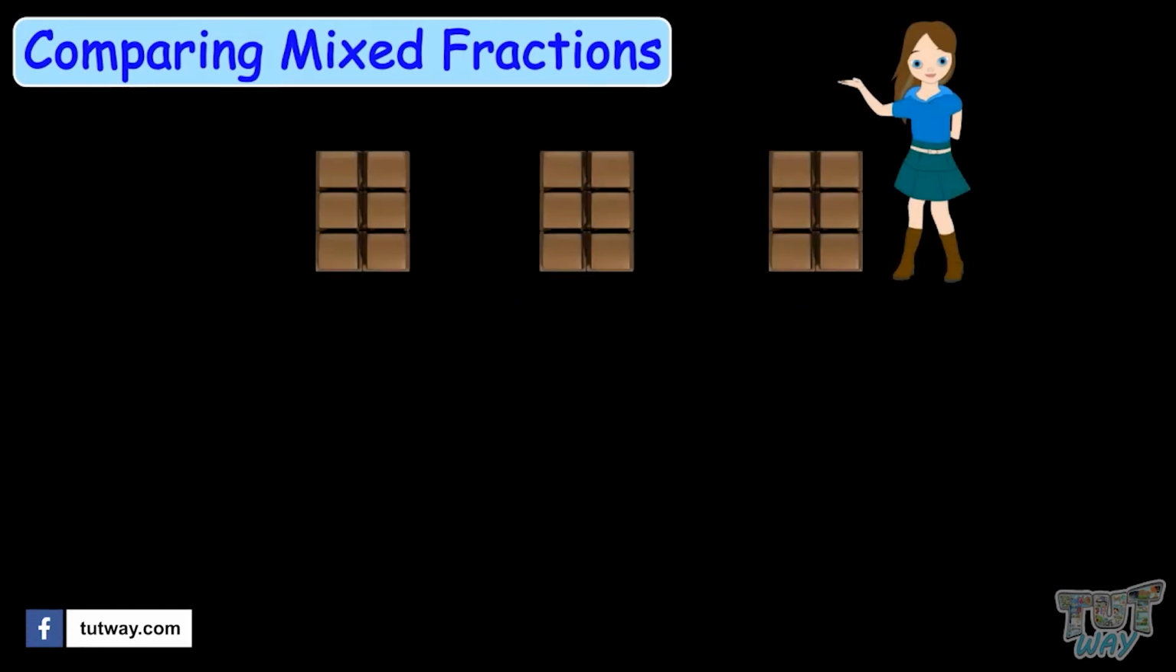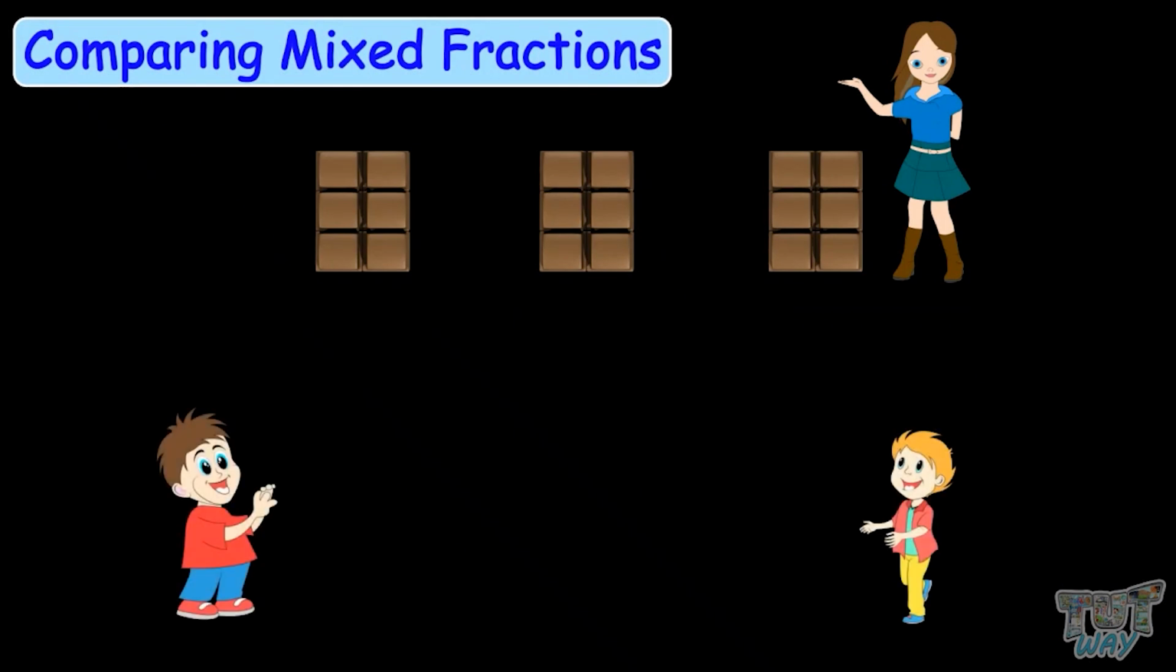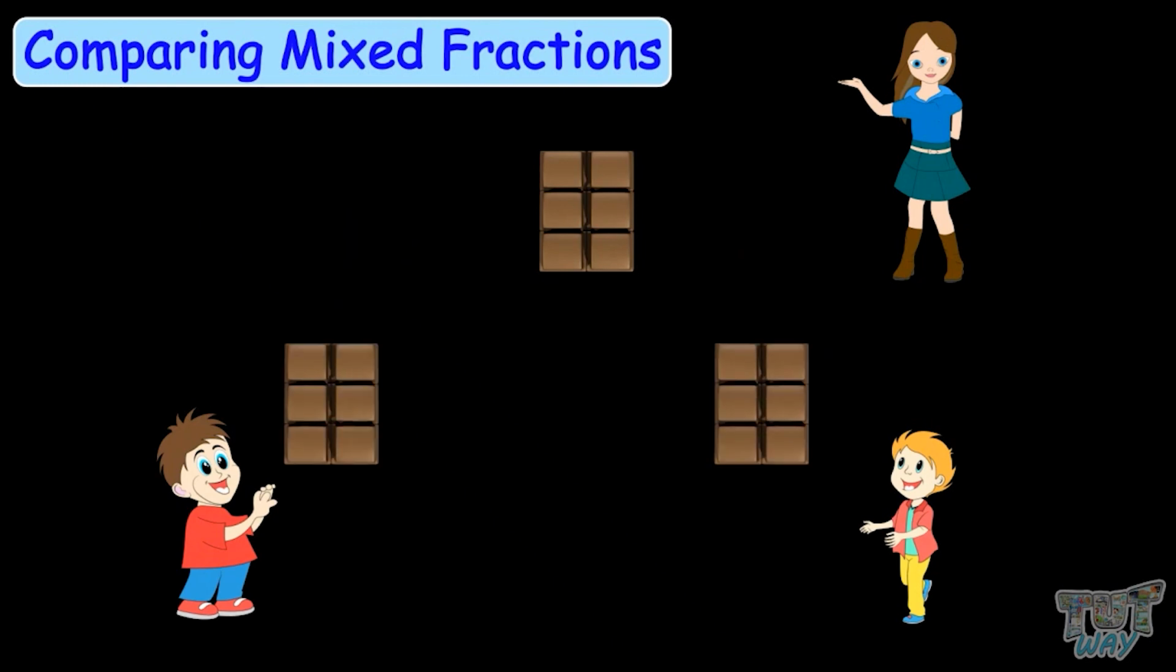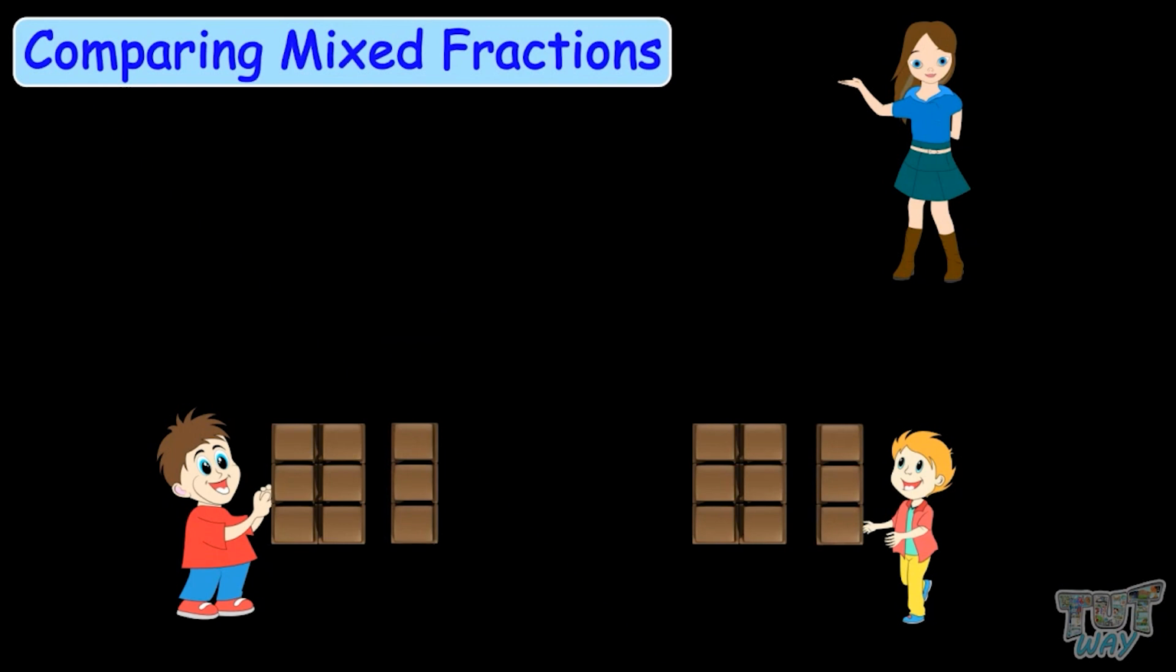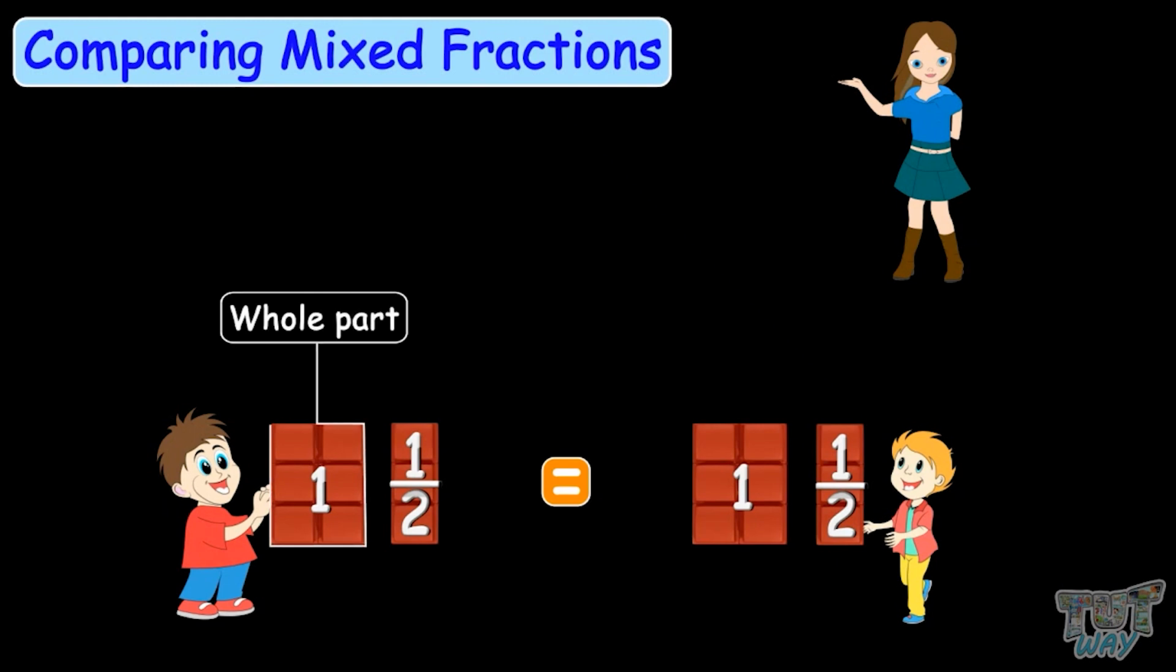I have 3 chocolates. I have to distribute them between 2 children. So I will give 1 chocolate to each child, and then we'll give a half chocolate to each child. So each child's share is 1 by 2. So these are mixed fractions or mixed numbers. They have a whole part 1 and a fraction part 1 by 2. And these mixed numbers are equal. They have the same whole part as well as the same fraction part.